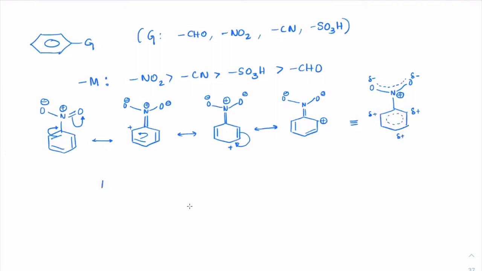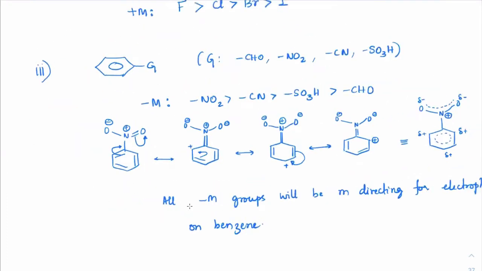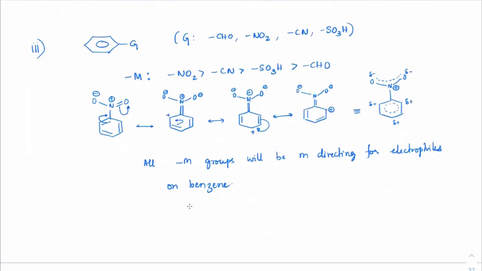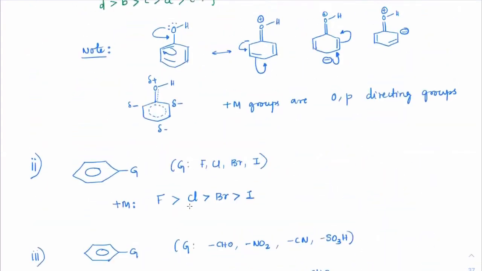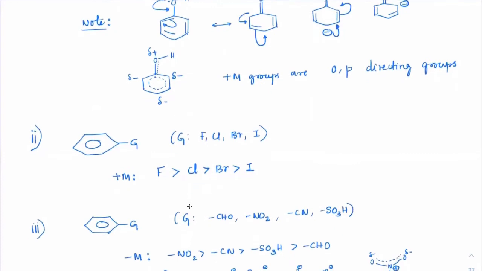Hence, all minus M groups will be meta-directing for electrophile. Everybody understood that? Plus M groups will be ortho-para directing and minus M groups will be meta-directing. Meta-directing means electrophile will be directed towards meta. Electrophile is approaching towards benzene. Now where does it attack? It will attack on meta position in this case. Earlier case, electrophile is approaching. Where does it attack? It will approach either on ortho position or para.